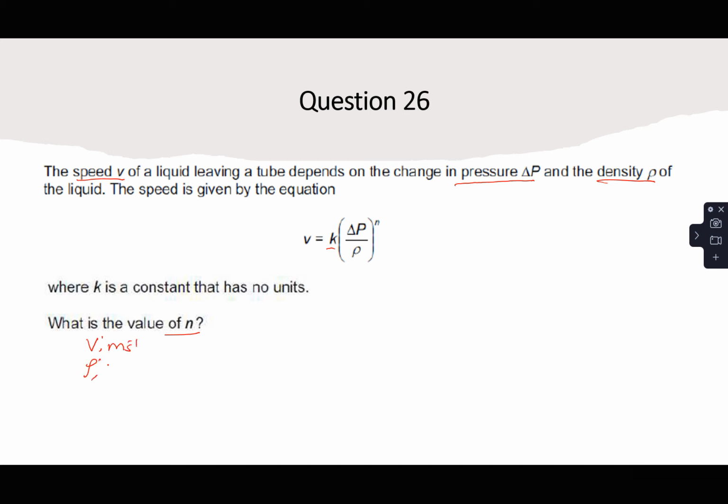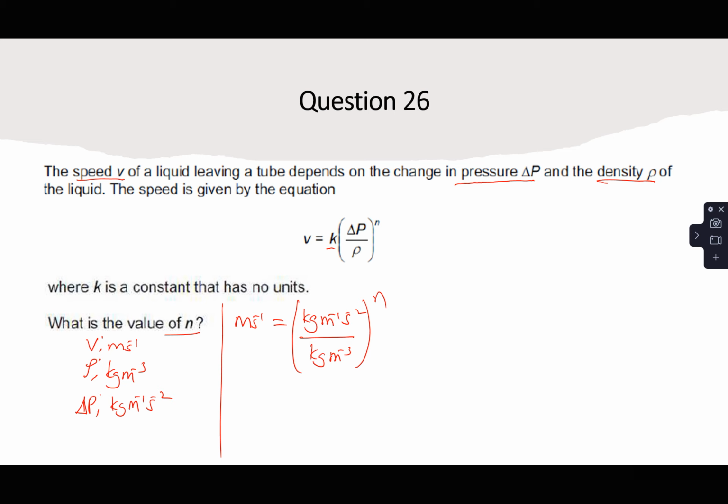We have rho, which is density, in kilogram per meters cubed. We have P, or change in pressure. Pressure is force over area, which will be kilogram per meter per second squared. Now we equate the units on both sides of the equation. On the left, I have meters per second equals to, K has no units, I will ignore it. This will be kilogram per meter per second squared for pressure, change in pressure, divided by kilogram per meters cubed for density. This is all raised to power n.